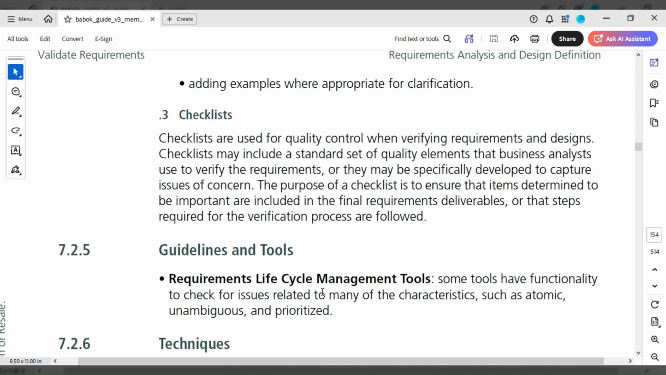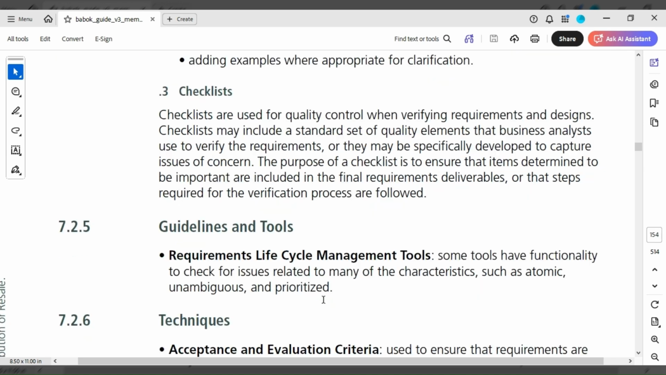Checklists. Checklists are used for quality control when verifying requirements and design. Checklists may include a standard set of quality elements that business analysts use to verify the requirements, or they may be specifically developed to capture issues of concern. The purpose of checklists is to ensure that items determined to be important are included in the final requirement deliverables, or that steps required for the verification process are followed. So checklists are very, very important if you are able to keep them, so that you know where you are, what you need to do, and what needs to be done.